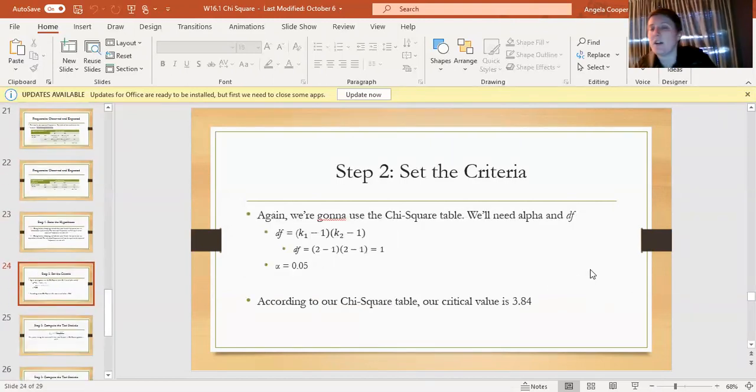Now again, we're going to use that chi-square table to set the criteria. So again, we're going to need alpha and our degrees of freedom. Alpha, 0.05. Do we even need to say it at this point? Yes, we do. Alpha is 0.05.